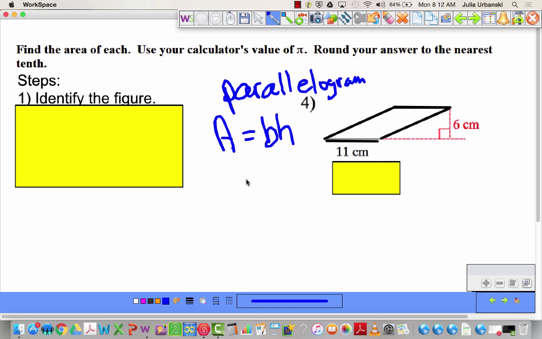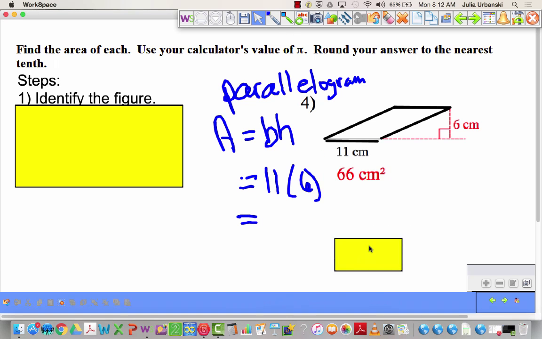So, what's the base? 11. What's the height? Why is it that, even though there's no right angle right here? Because they made the angle right, because the height has to be at a right angle. They could have drawn it inside here if they wanted to. They chose to draw it outside. That's okay. What's your final answer? Centimeters squared. Good.